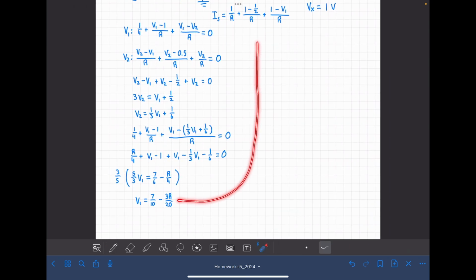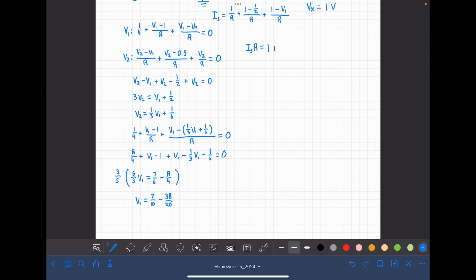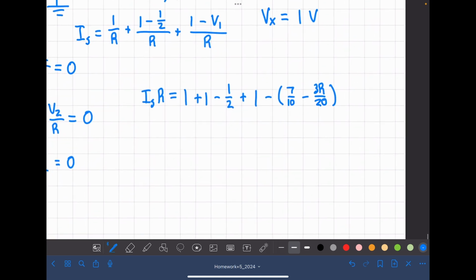We can bring that back up to the top here. We'll go IS is equal to, you know what I'm going to do? I'm going to multiply by R first. So IS R is equal to 1 plus 1 minus 1/2 plus 1 minus V1, which is 7/10 minus 3R over 20. That's a lot nicer to look at.